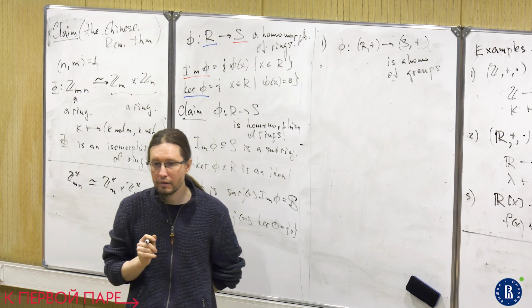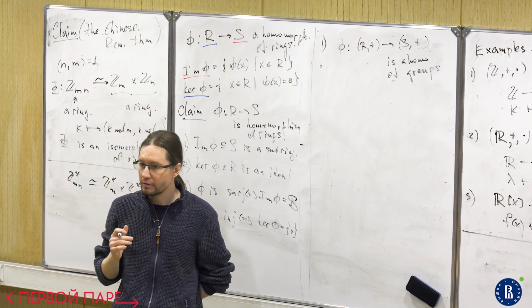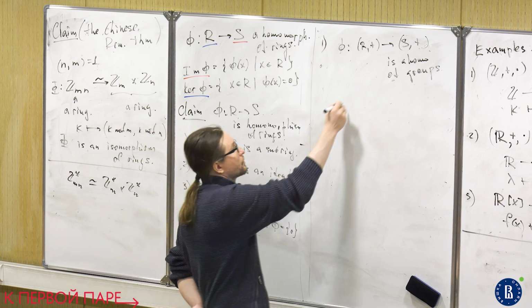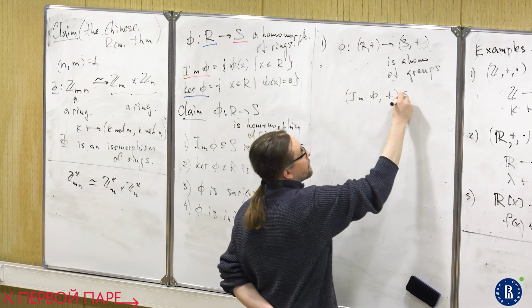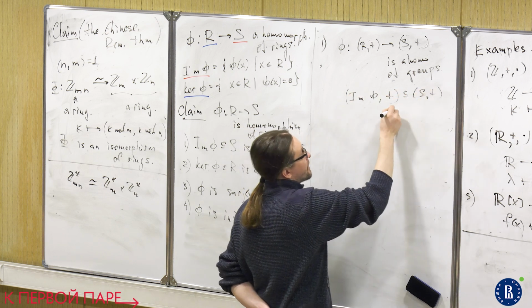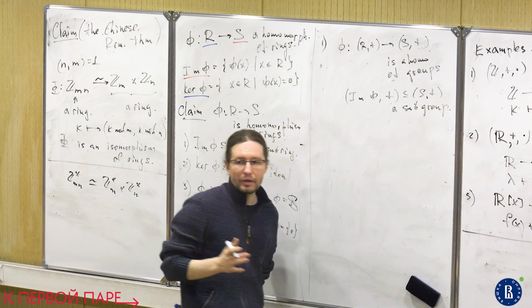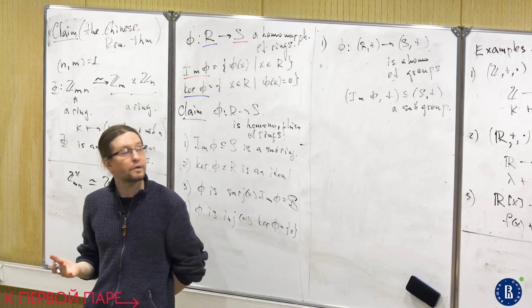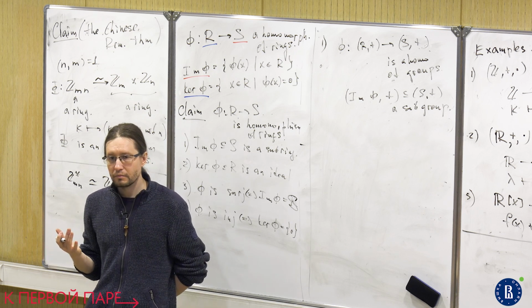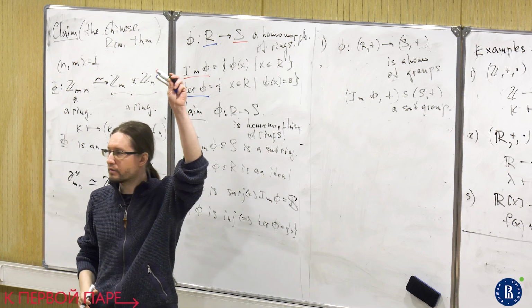Okay? But in case of groups, we already know that the image is a subgroup. So if we take the image with addition, it's a subgroup, by the claim about the structure of a homomorphism of groups. Who was able to follow? Okay, good. Are there any questions at this place?